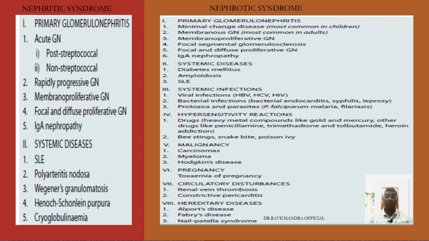With this picture, you can appreciate that the primary glomerulonephritis like membranoproliferative glomerulonephritis, focal and diffuse proliferative glomerulonephritis, IgA nephritis are present in both nephritic syndrome and nephrotic syndrome. That's why in these sometimes hematuria is seen. And in the systemic disease, SLE may present with nephritic syndrome or nephrotic syndrome.